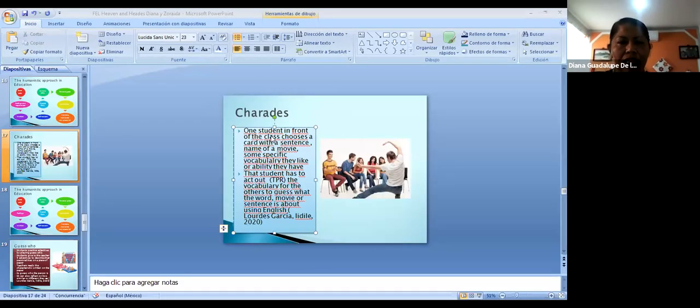Instead of just having vocabulary or a movie or a sentence, we can ask students to write down the name of a movie they like, or the name of a situation that makes them feel scared or something. Students can act out the situation and the others are going to guess.